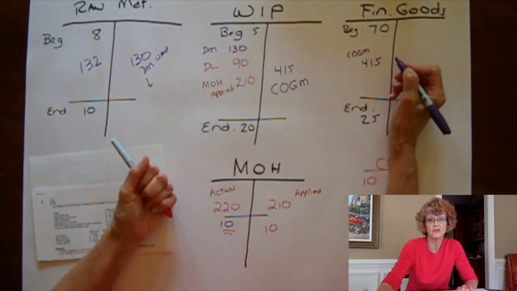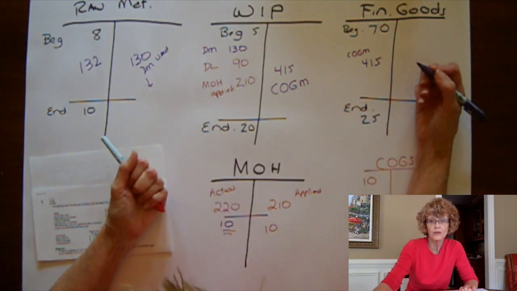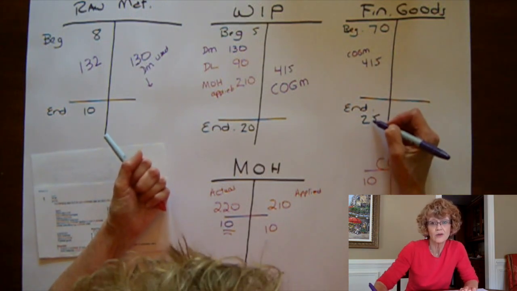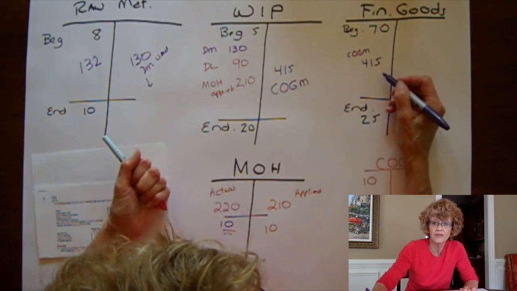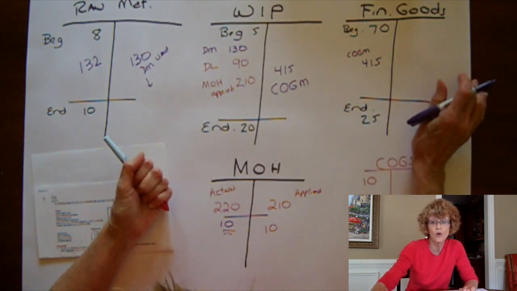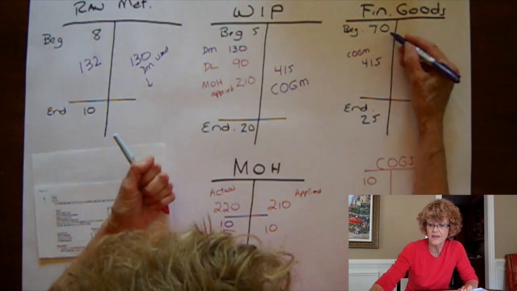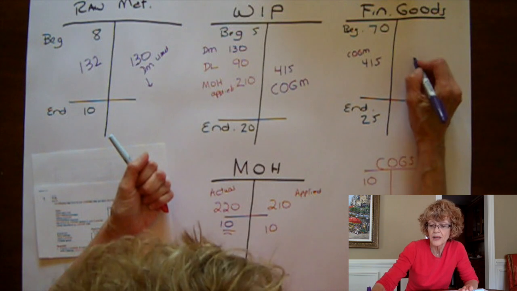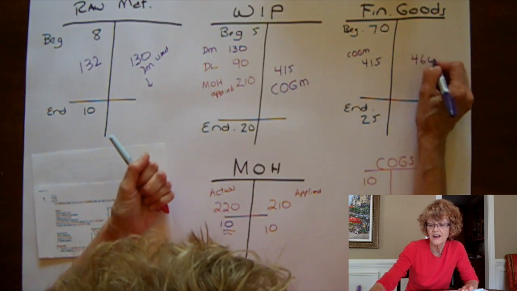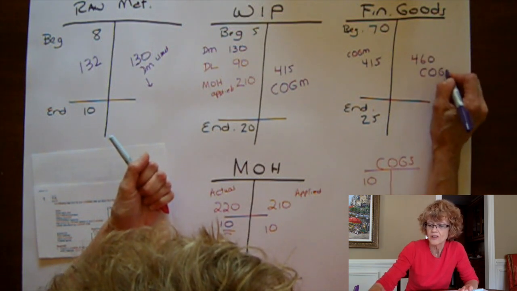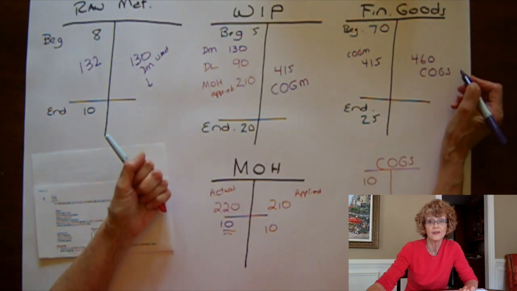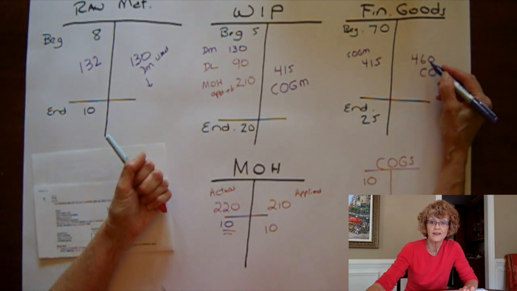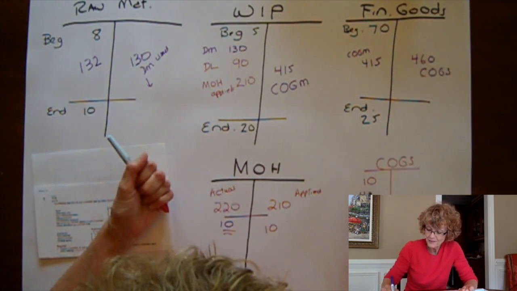Now I've got my finished goods ready to go, ready to be sold. If I had a 70 as the beginning inventory, an ending inventory of 25, and I had added 415, how much does that mean we sold from finished goods? 70 plus 415, which is 485, minus 25 would be 460. And that happens to be the cost of goods that are sold. That's a credit to finished goods, but a debit to what? Cost of goods sold expense.